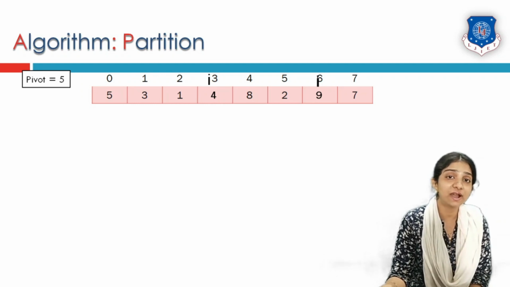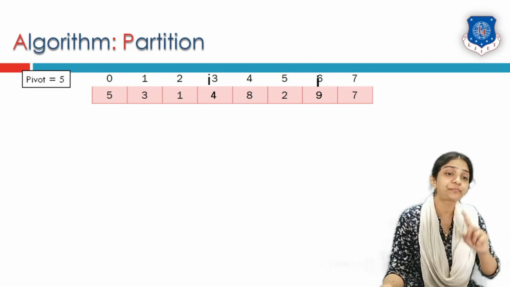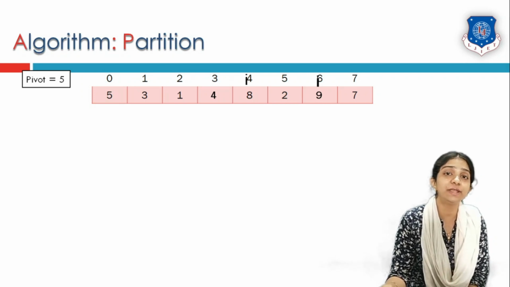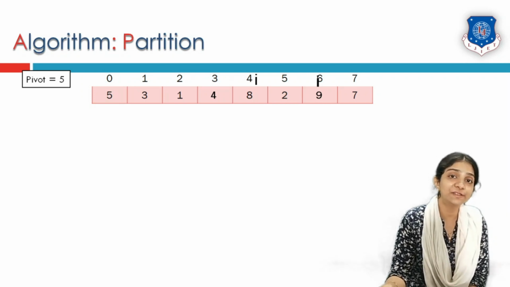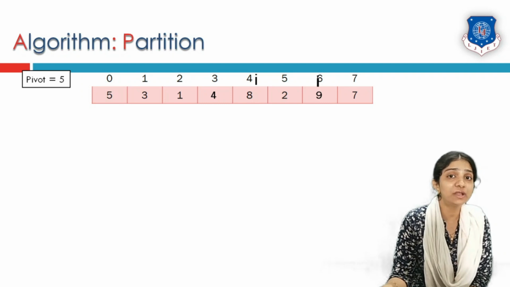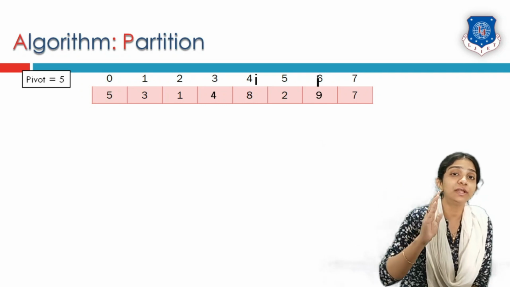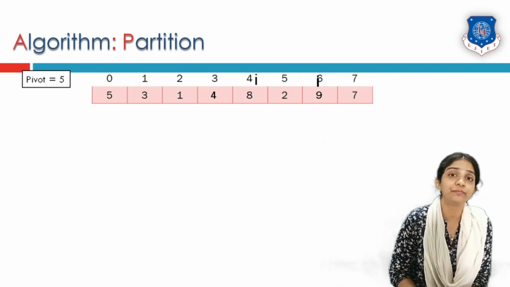Is the element at i, that is now 4, lesser than or equal to 5? Yes, then i is incremented. Is 8 lesser than or equal to 5? If yes, then only i is incremented. But here 8 is not lesser than or equal to 5, so i will stop at this place. Now we will continue working with j.